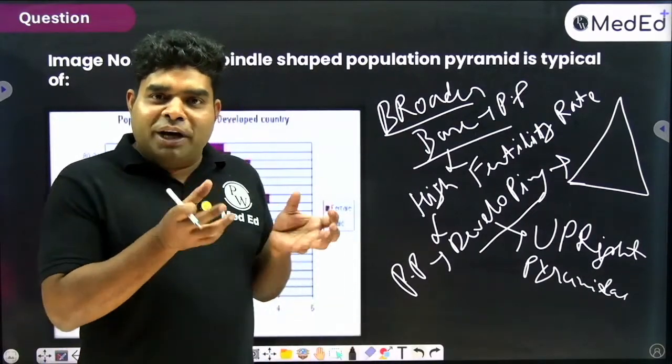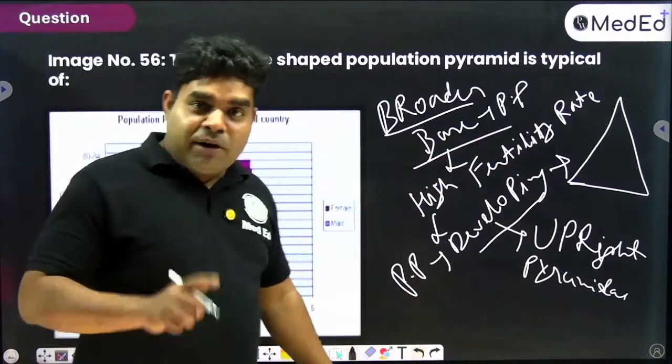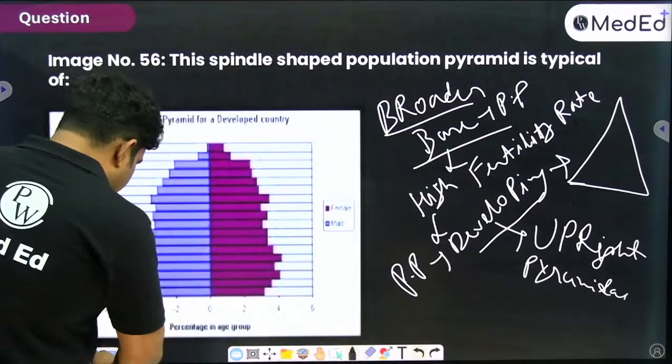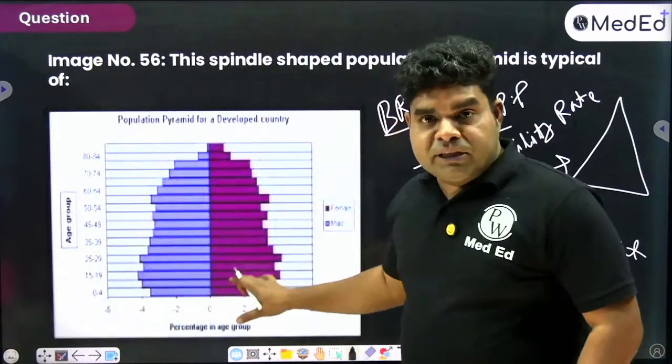So remember, big base, high fertility rate, developing country, upright pyramidal, and it tells age and sex both distribution. And the country, what is this shape?